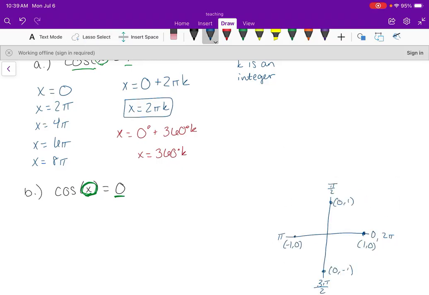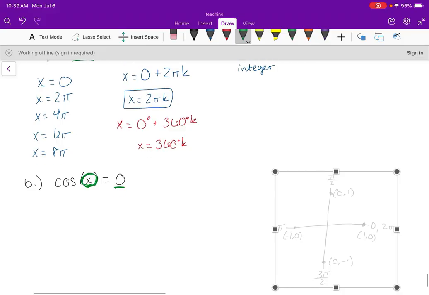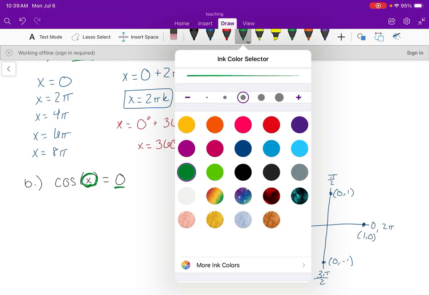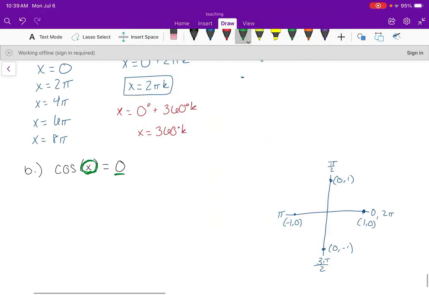Okay. So I'm looking for everywhere that cosine equals 0. Remember, on the unit circle, cosine corresponds with the x. So that happens here. It also happens down here. So I'm seeing 2 answers here. So I have pi over 2 as an answer. I also have 3 pi over 2 as an answer.